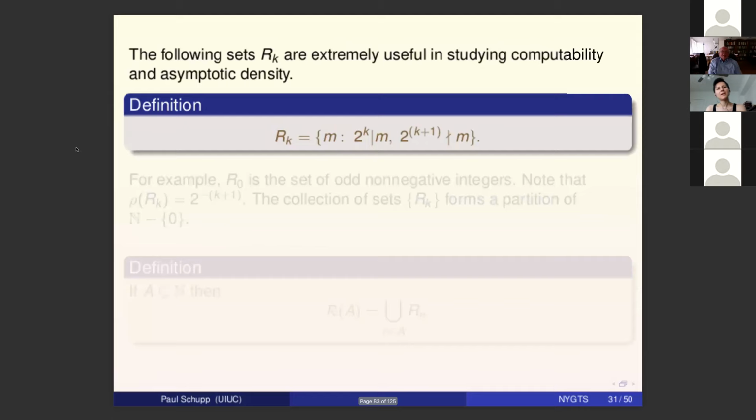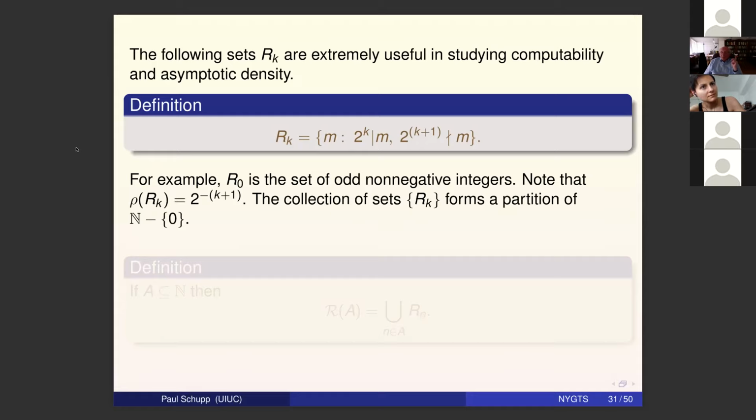Here's another bunch of sets that are really useful, the R_k. R_k is the set of m such that 2^k divides m and 2^(k+1) does not. So R_0 is the set of odd non-negative integers.